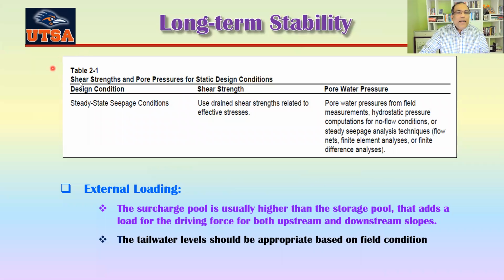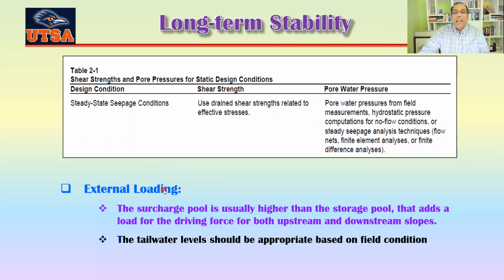So this is also from your manual, and you can see the steady state seepage condition. You always use the drained shear strength, doesn't matter what kind of soil it is. Then you can measure the pore water pressure based on hydrostatic pressure when there is no flow, or use steady state analysis techniques, using flow nets and numerical methods, to find the pore water pressure at different locations.